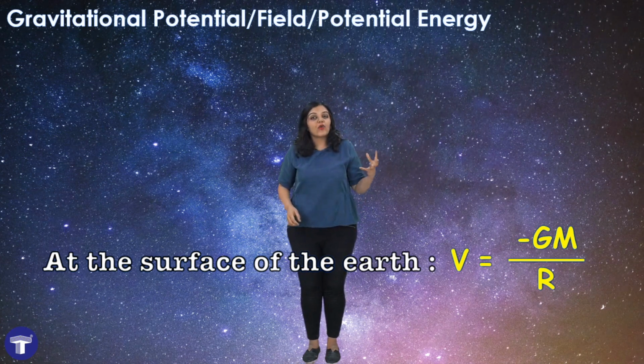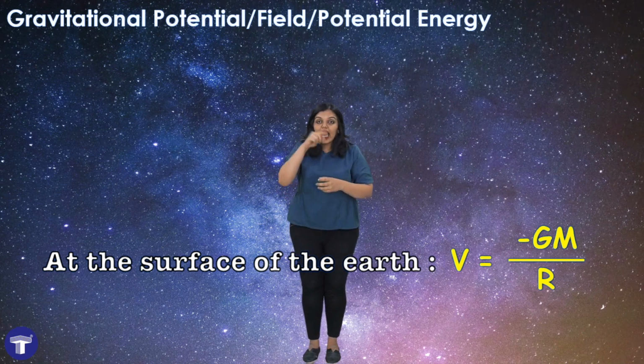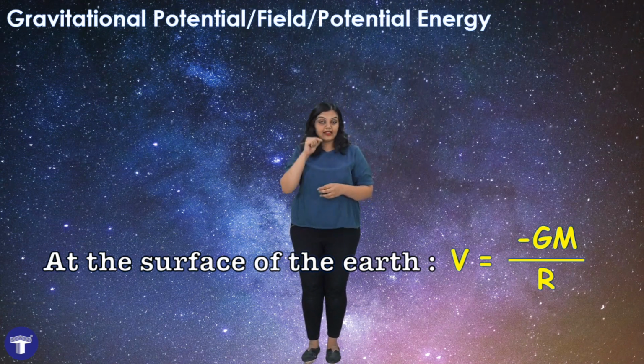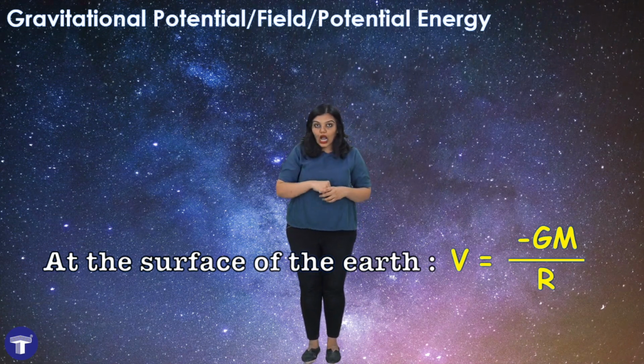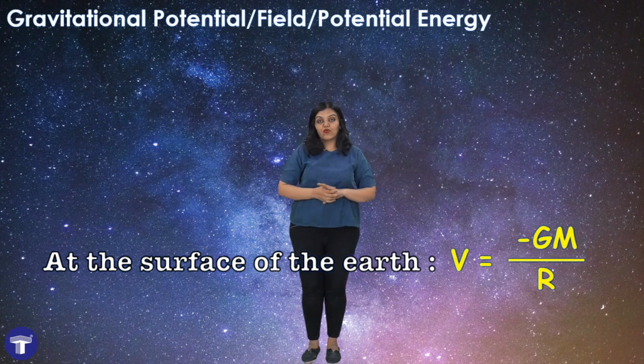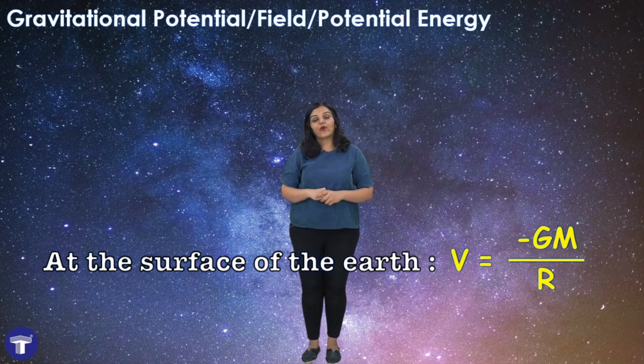You always ask the question, what is the gravitational potential at a particular point? And then you find out what is the distance between that point and the center of the earth, and that's your R, and then you understand that it has taken V amount of work to bring this unit mass from infinity up to that point.